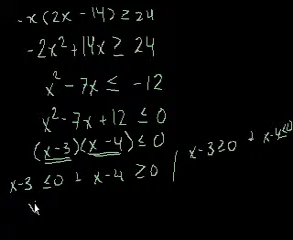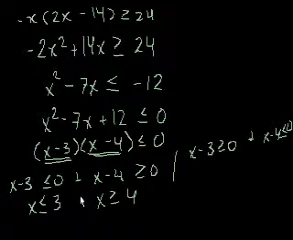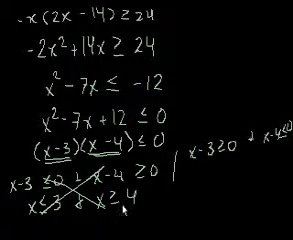So this just says x is less than or equal to 3, and this says x is greater than or equal to 4. Right? So both of these things have to be true. X has to be less than or equal to 3, and x has to be greater than or equal to 4. Well, let me ask you a question. Can something be both less than or equal to 3, and greater than or equal to 4? Well, no. So we know that this situation can't happen. Right? There's no number that's less than or equal to 3 and greater than or equal to 4.